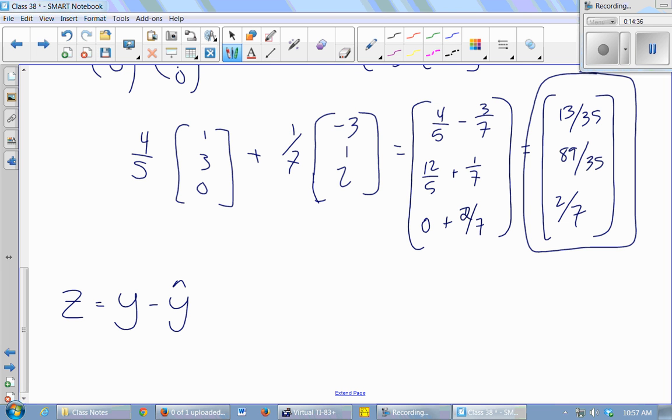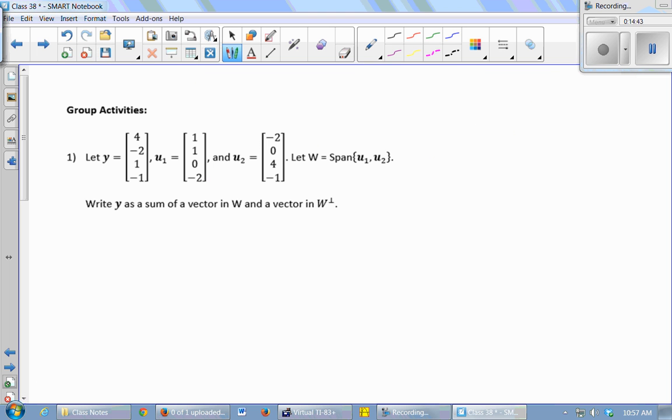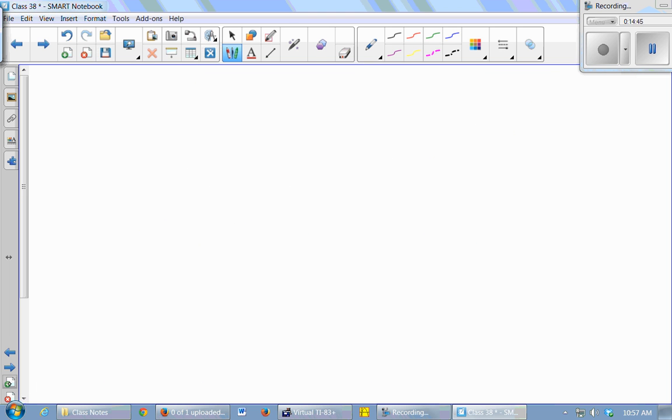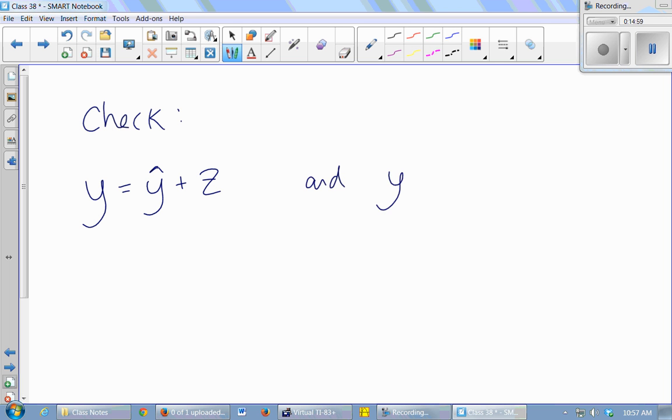You should make sure that y hat and z add to y. So let's write down good things to check. Y should equal y hat plus z, because that's what you were asked to find: write y as the sum of y hat and z. And y hat and z are supposed to be orthogonal to each other. So if you dot product them, you should get 0. That's just a way to check your work when you're done.